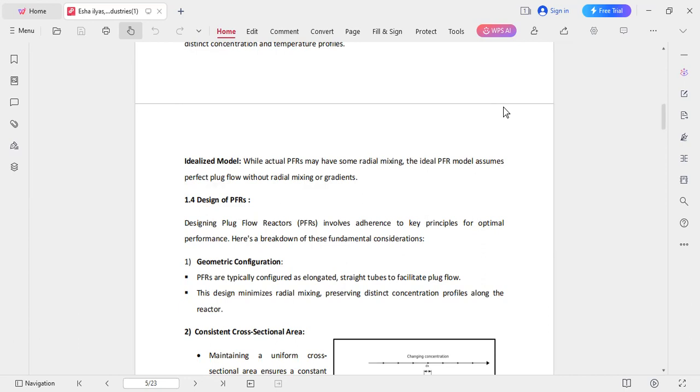Idealized model: while actual PFRs may have some radial mixing, the ideal PFR model assumes perfect plug flow without radial mixing or gradients.